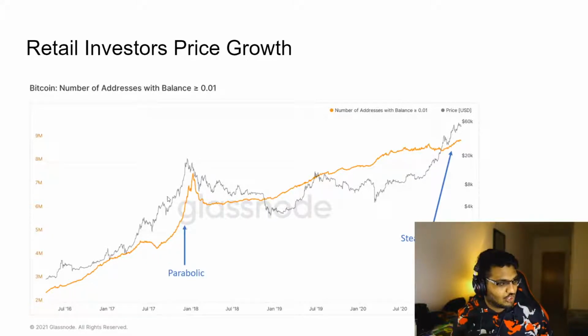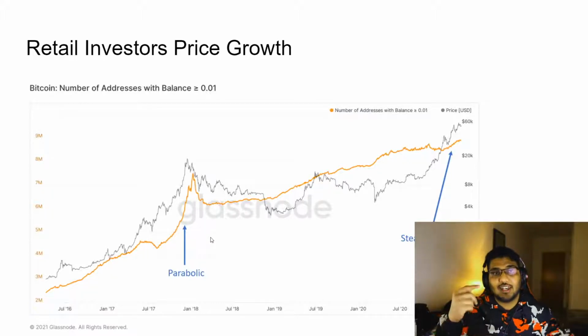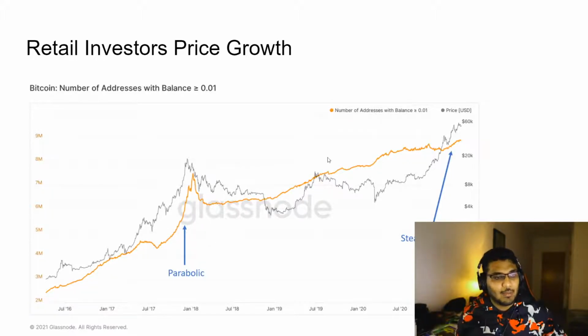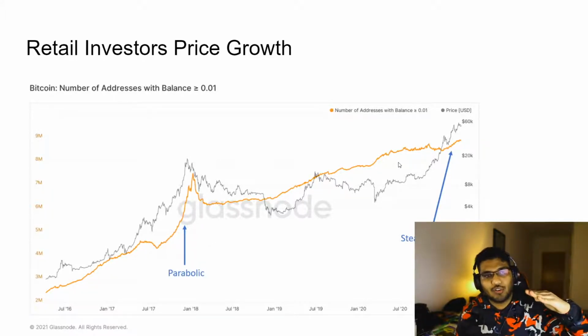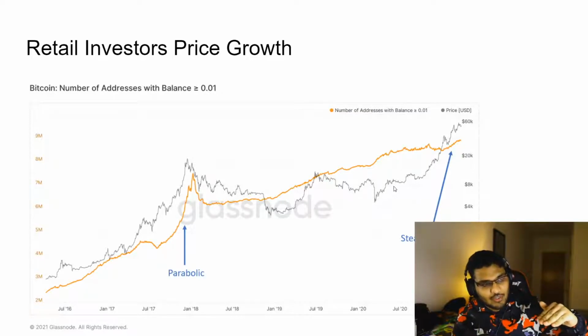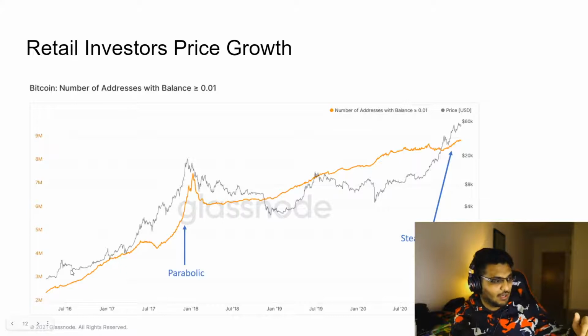So as the price is shooting up, well, this is not the price, this is the market cap. As the market cap is shooting up, look at the parabolic amount of addresses. That means more people are buying. But look at this, there's a steady amount of growth of addresses. So even though the price seems to be going parabolic, it actually hasn't gone parabolic yet. It's more similar to here, where there's a steady growth.